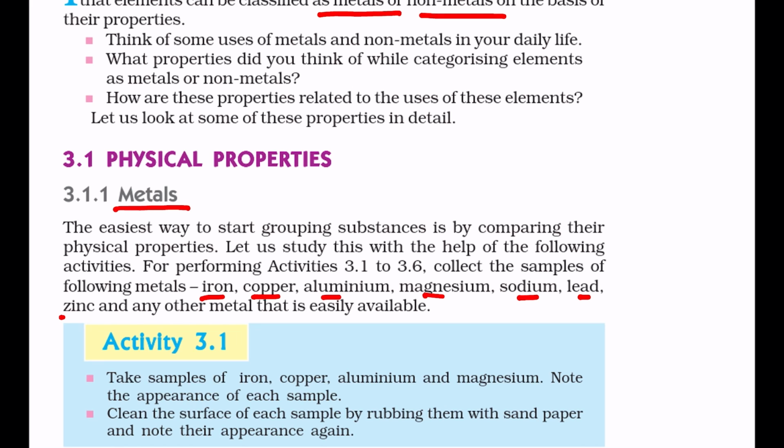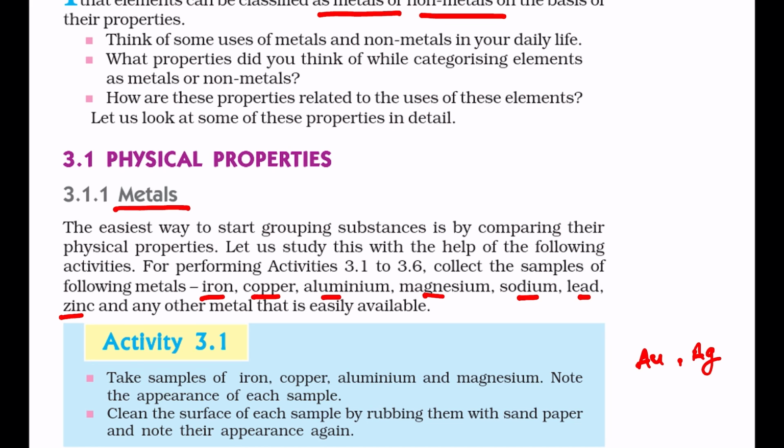Now in this activity 1, the property that is discussed is metallic luster. All the metals have metallic luster. What do you mean by metallic luster? It means that all the metals have a shining surface. Now the condition is metals in their pure state have a shining surface. A very common example of metals having a shining surface is gold and silver.